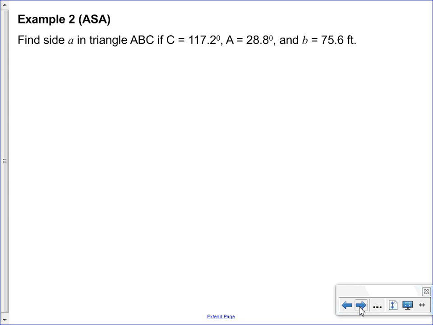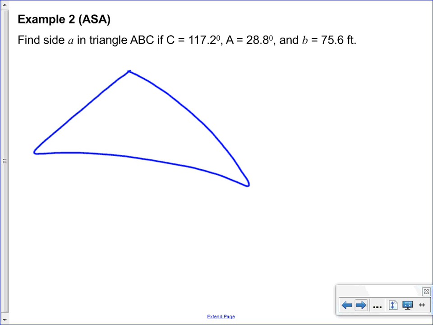Oh, Zara's already drawing pictures. I love it. Alright. Here we go. It says C is 117, so I'm gonna go and put C right here. Put A 28.8. And we have little b is 75.6. So we're missing little a and little c.